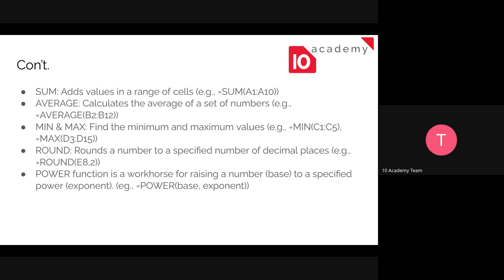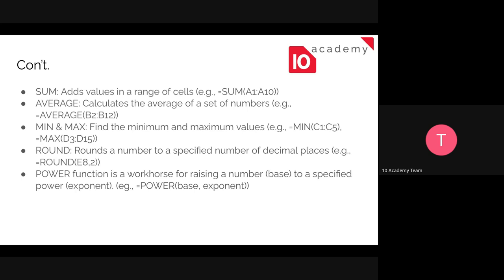We also have AVERAGE, which calculates the average of a set of numbers. For example, equal sign AVERAGE B2 to B12. It is the same as SUM: it will return the average of the data that exists between B2 and B12. The rest goes on the same way. For example, MIN and MAX: MIN will return the minimum element from C1 to C5, and MAX works the same way, returning the maximum element that exists between D3 and D15.